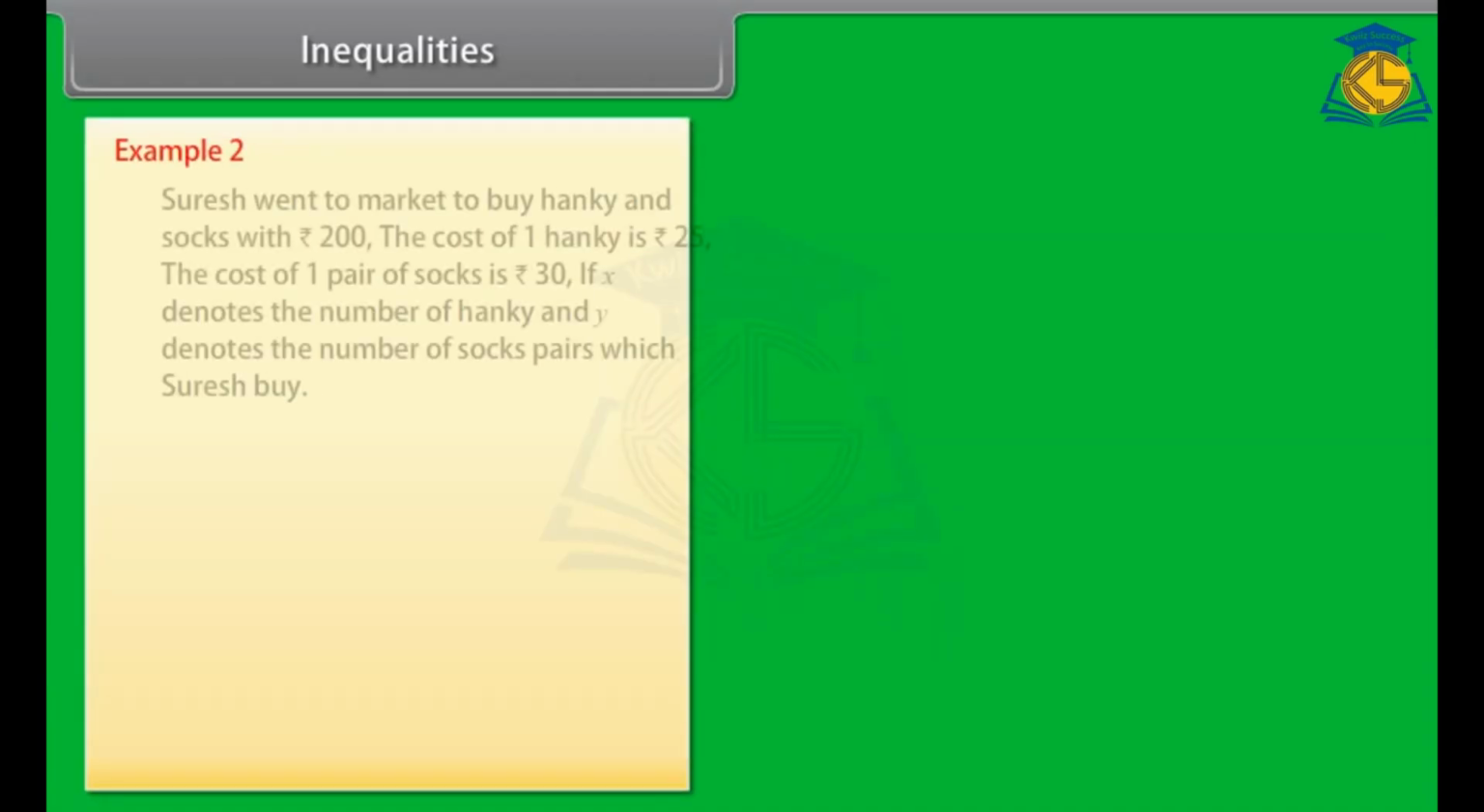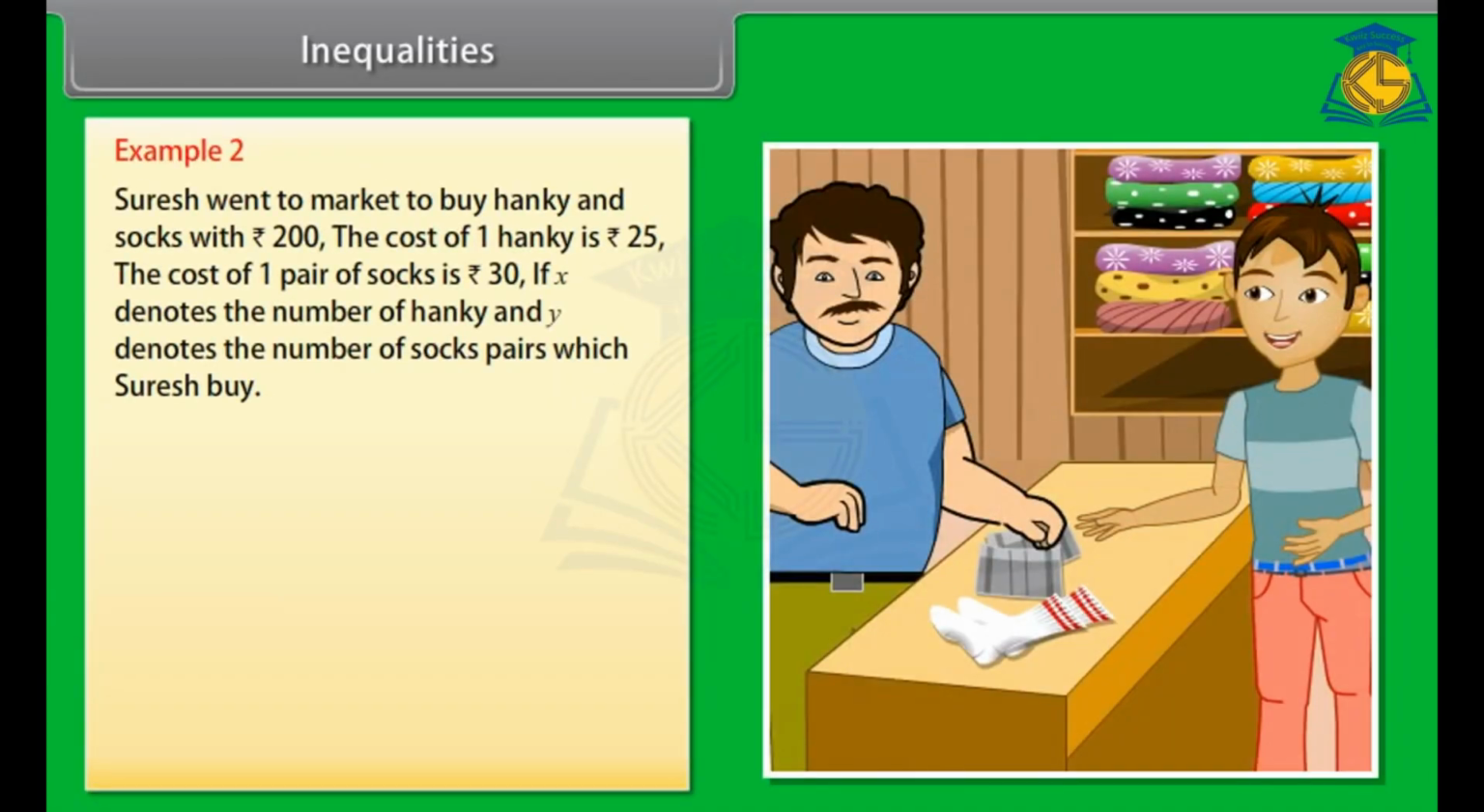Example 2. Suresh went to market to buy hanky and socks with rupees 200. The cost of one hanky is rupees 25. The cost of one pair of socks is rupees 30. If x denotes the number of hanky and y denotes the number of socks pairs which Suresh buys, then we can represent the above statement in inequality form as 25x + 30y ≤ 200. It is a linear inequality of two variables.